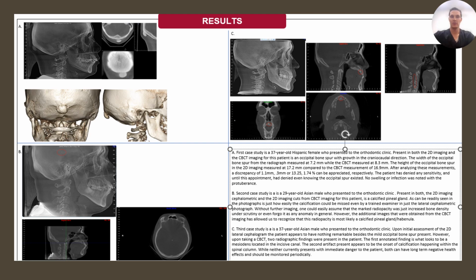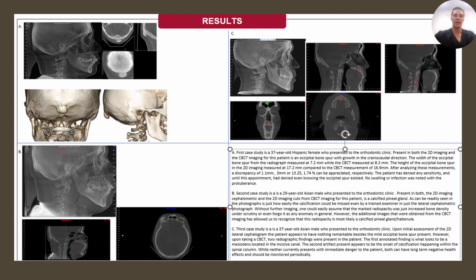Basically, this is a short summary of some of our results. These are three out of our 6 patients right here. You can see we have A in the upper left, B in the lower left, and C in the upper right. They are respectively a 37-year-old Hispanic female, a 29-year-old Asian male, and a 37-year-old Asian male, all who present with different types of radiographic pathology seen.